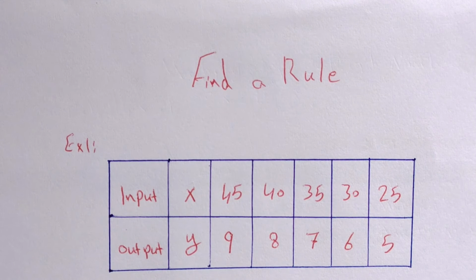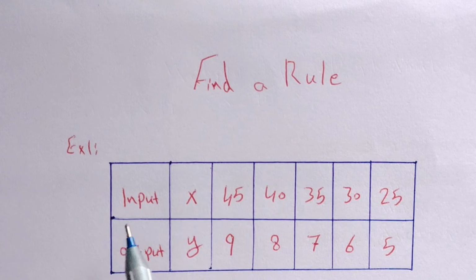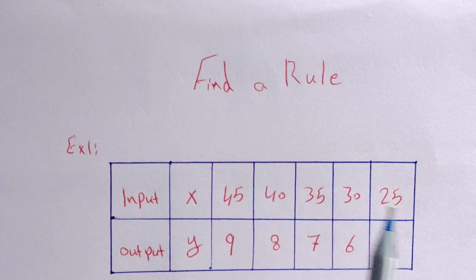In this video, we're going to talk about how to find a rule. If we have a table like that and we have input and output, how can we find the rule? What happened to those numbers to become that?